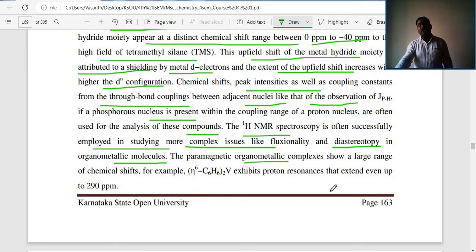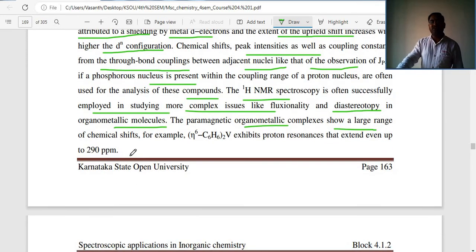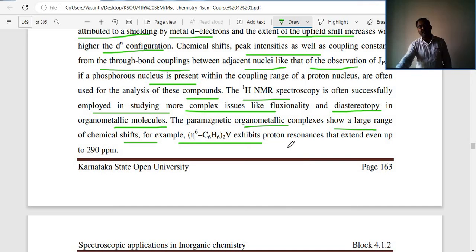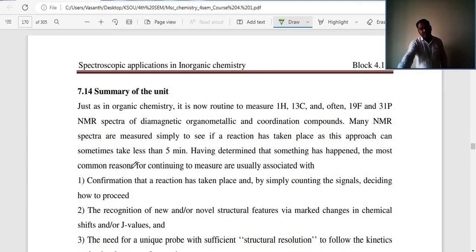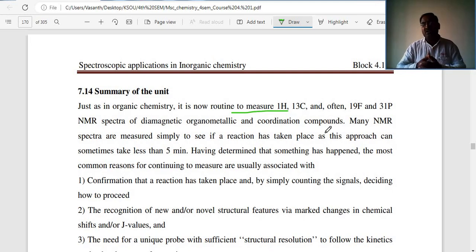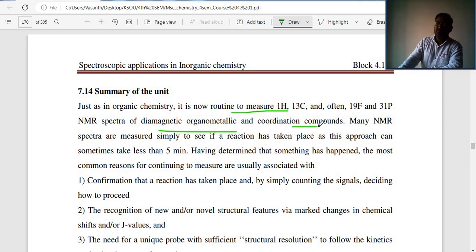Paramagnetic organometallic complexes show large chemical shifts. For example, some exhibit proton resonances that extend even up to 290 ppm. Now I am going to conclude on NMR spectroscopy. Just as in organic chemistry, it is now routine to measure proton, carbon, often fluorine and phosphorus NMR spectra of diamagnetic organometallic and coordination compounds.